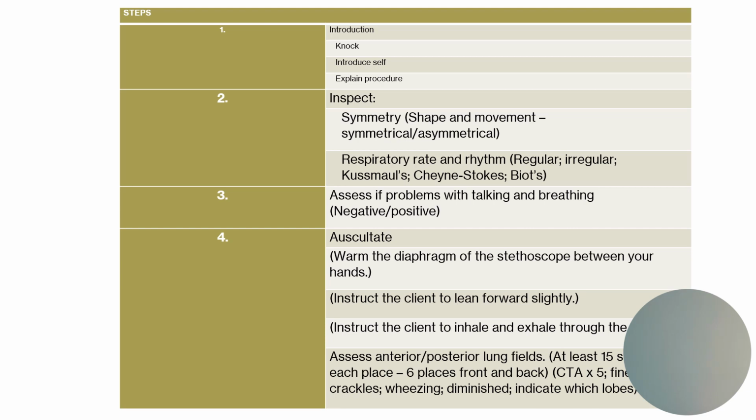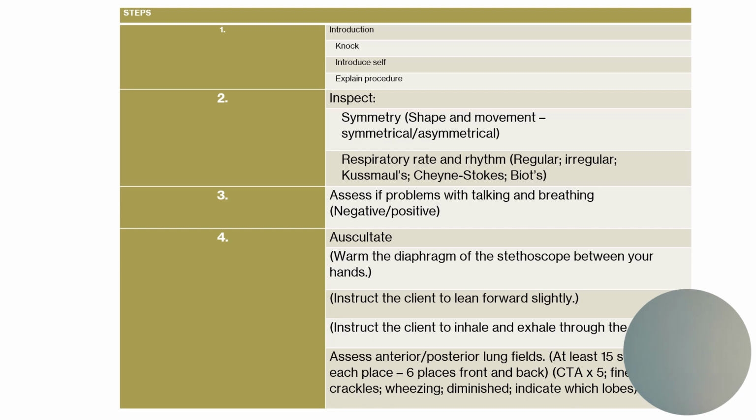Make sure that when we get ready to auscultate the lungs that we are warming the diaphragm, or the larger part of the stethoscope, between your hands. Instruct the client to lean forward slightly, and then we're going to instruct them to inhale and exhale through their mouth. It will allow you to hear the breath sounds a little better.